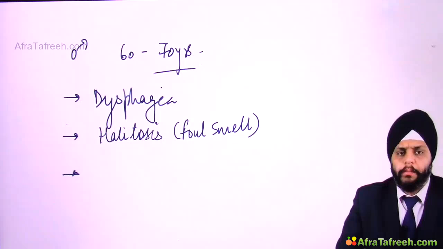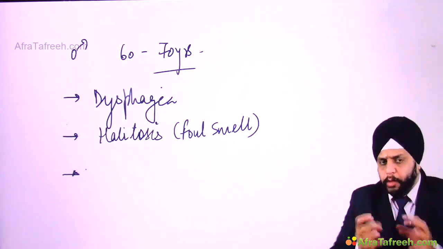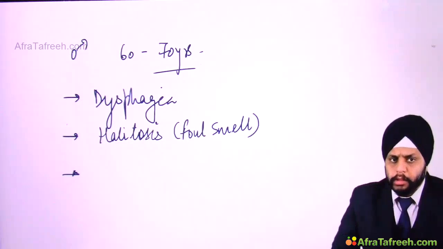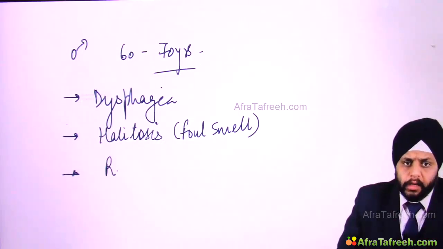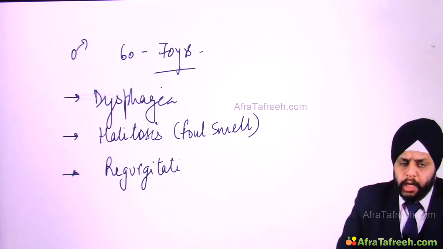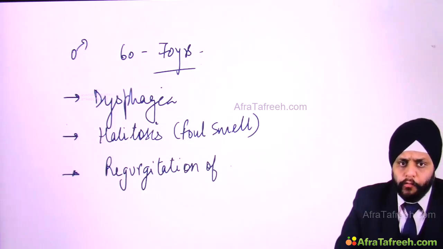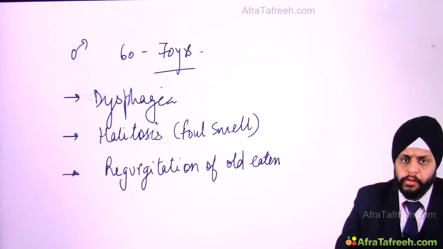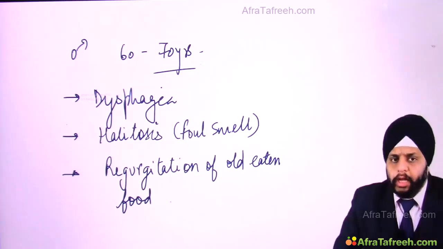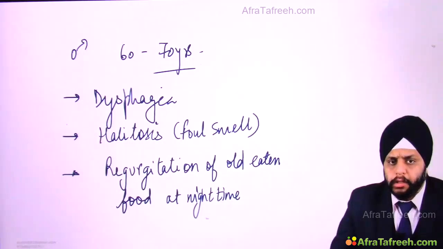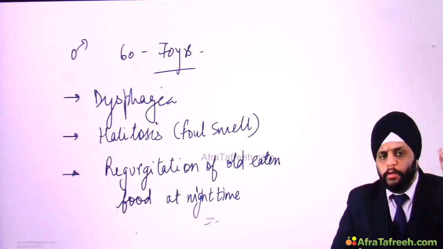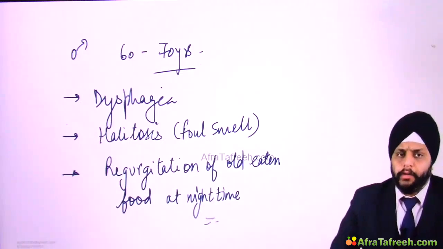And number 3, you see the food is there in the pouch. When the patient goes to sleep, what will happen? The muscles relax. Now the food comes out. So patient has regurgitation, very important. Very, very important and typical sign, regurgitation of old eaten food. So old eaten food at night time. So when the patient goes to sleep, this food comes out. So there is a regurgitation of old eaten food at night time. So that is very, very typical for the hypopharyngeal pouch or the Zenker's diverticulum.